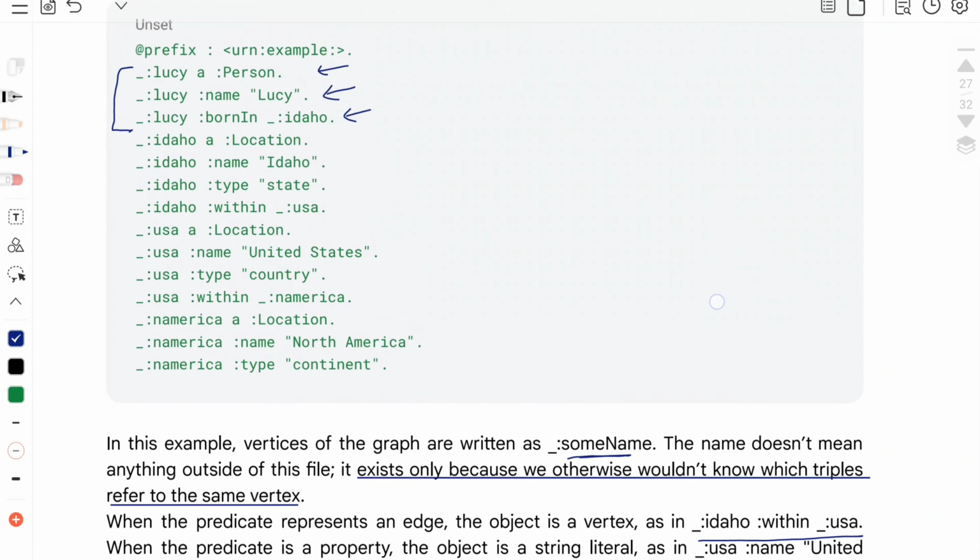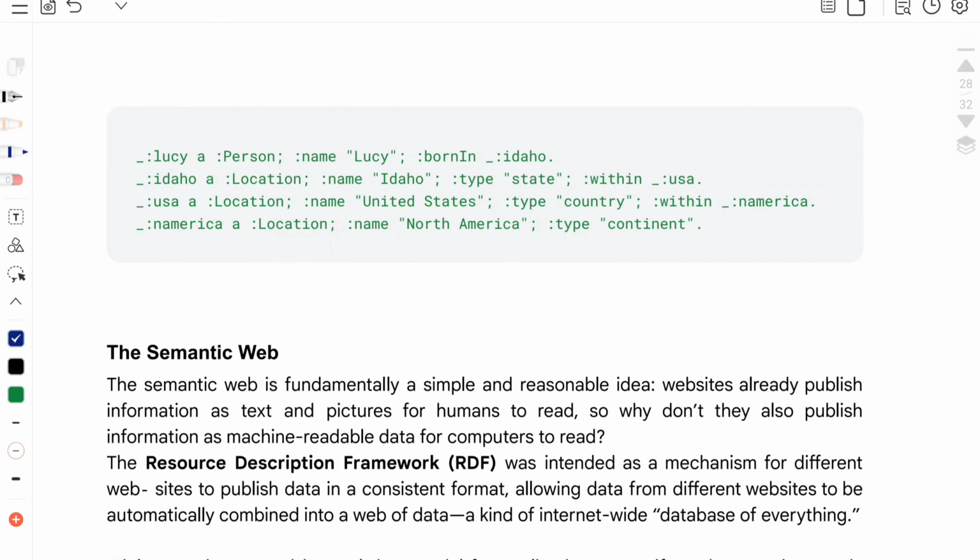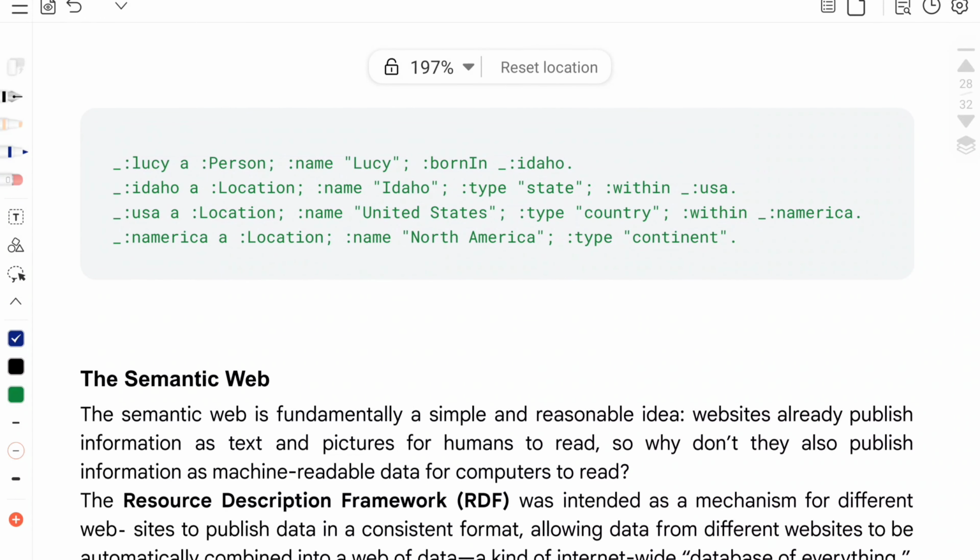A more concise way to represent this data is like this. This is the Turtle format. You can say that Lucy is one vertex and all of these are the properties. She is a person, her name is Lucy, she is born in Idaho, and so on.